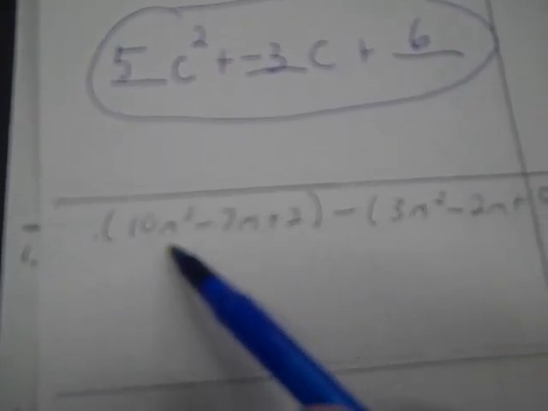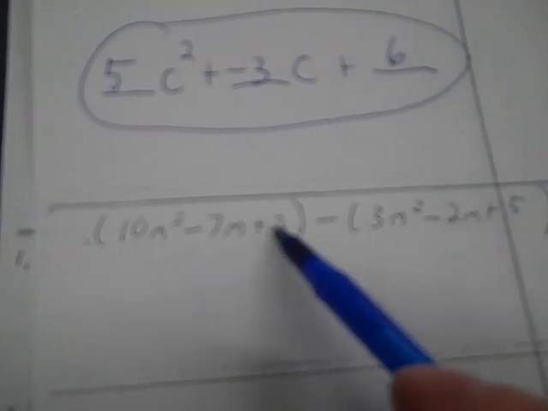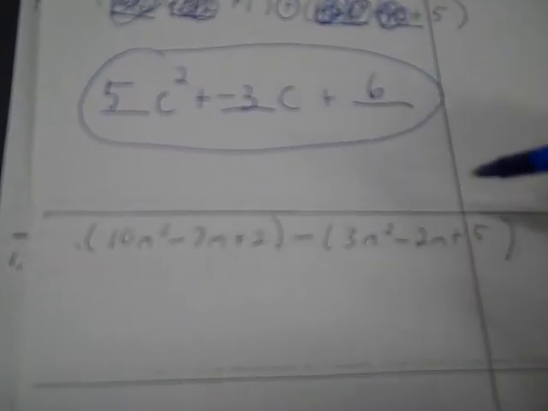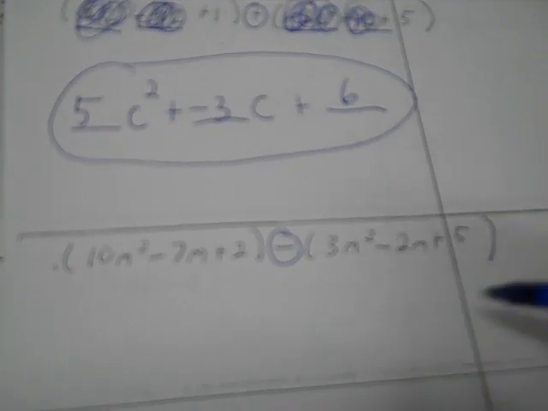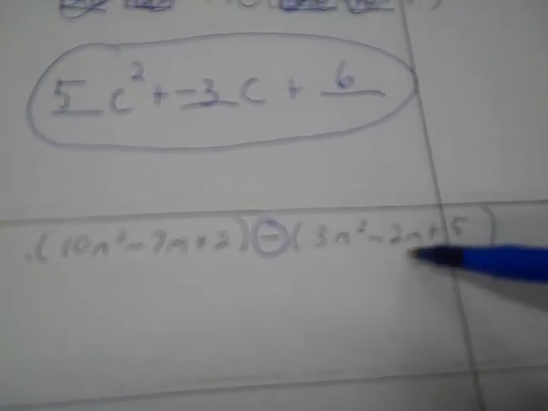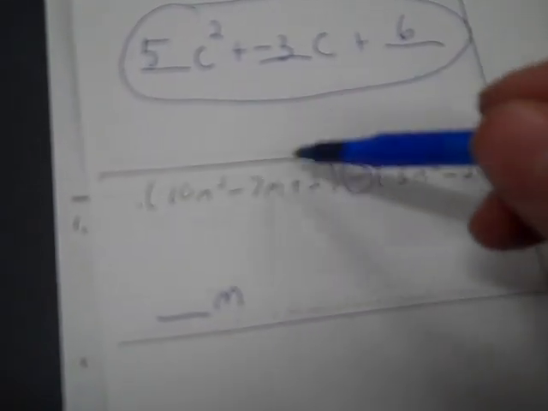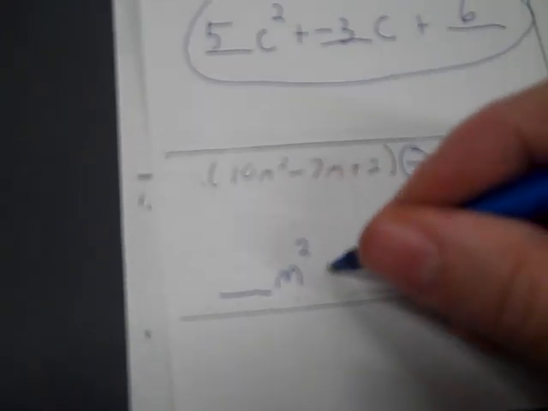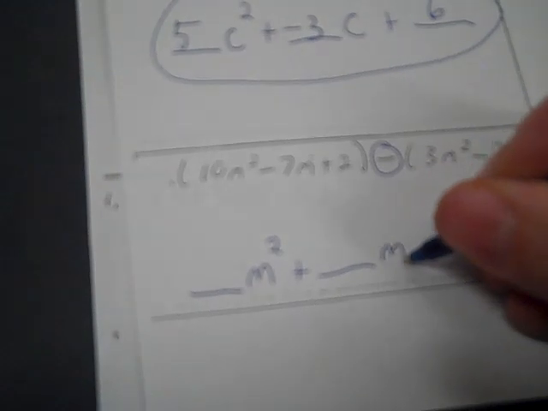Okay, my next equation, we have a polynomial here, 10m to the second minus 7m plus 2. And then the subtraction's the operator. And then 3m to the second minus 2m plus 5. Okay, so my variable is m. And the highest power I see it to, m second, m second, m. So it'd be to the second. Plus blank m plus blank.